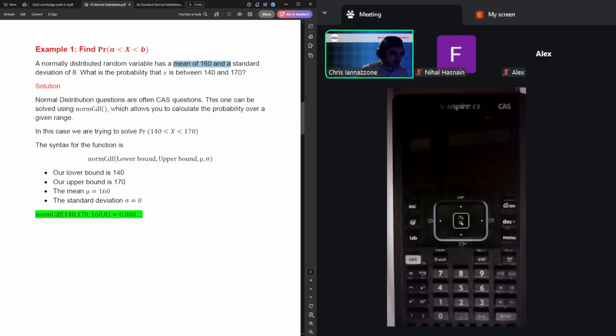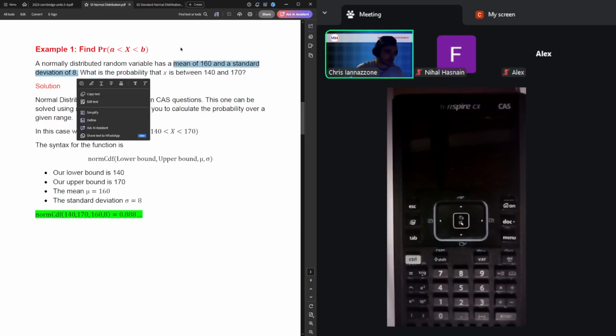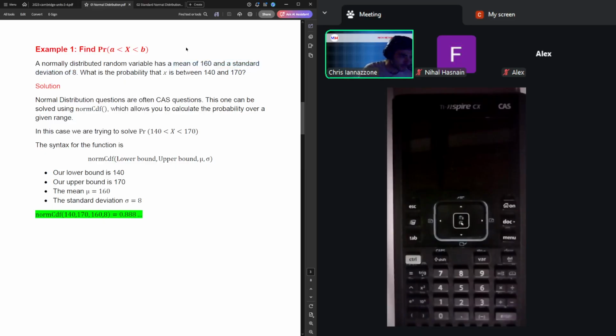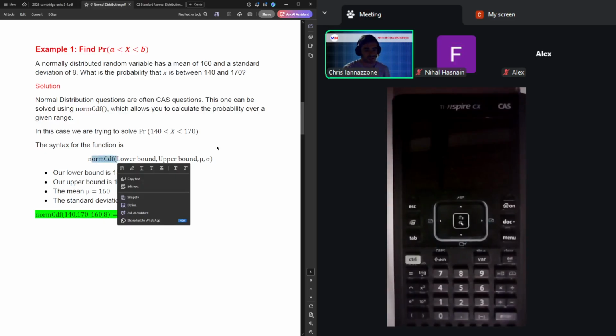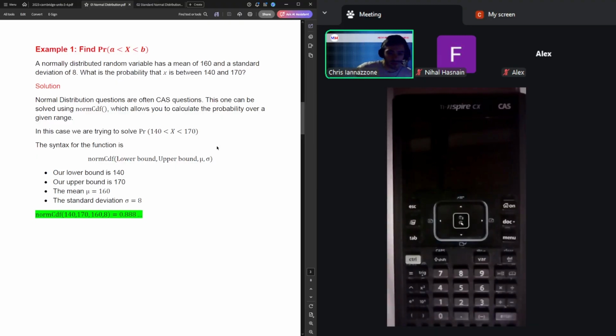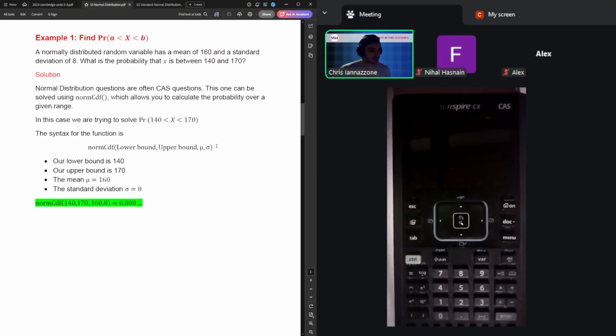What you'll notice every time is that they give you the mean and the standard deviation. Those are pretty much always going to be crucial in calculating probabilities using the normal distribution. When it comes to doing it tech-active, which is what we're looking at right now, the function you're looking for is the normal CDF. Similar to how we use the binomial CDF for binomial probabilities in a range, we use the normal CDF for normal probabilities.